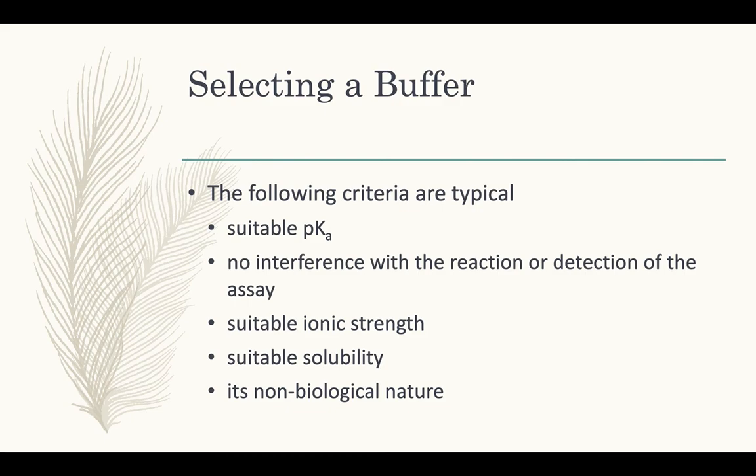Now, lastly, listed here are the criteria when you're selecting a buffer. How do you select a good buffer, especially when you're studying biochemical processes? Your buffer system should reflect both the need for a pKa value near pH 7 and its compatibility with the metabolic machinery of the cell. You can just go through the list, and that's it for this video.